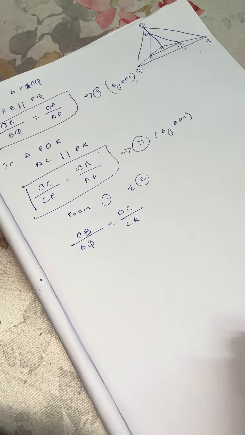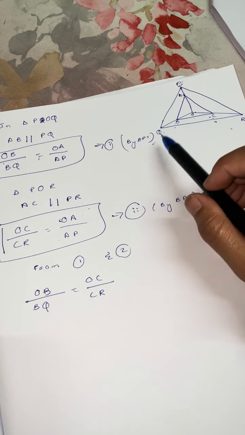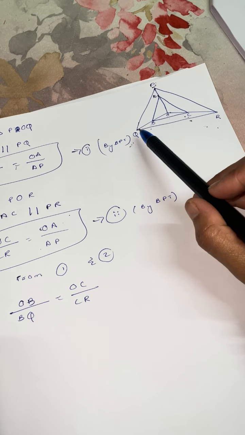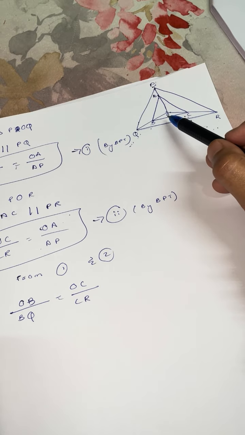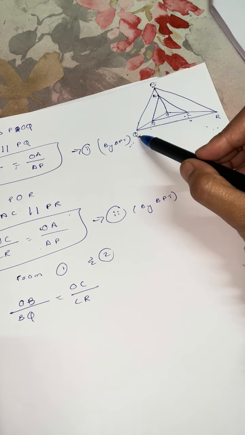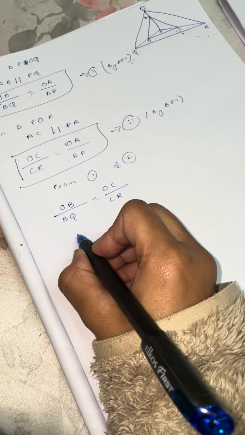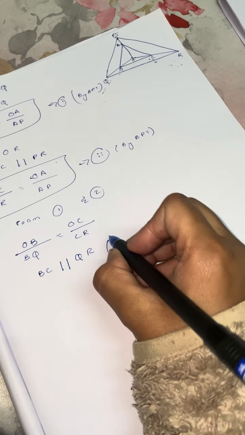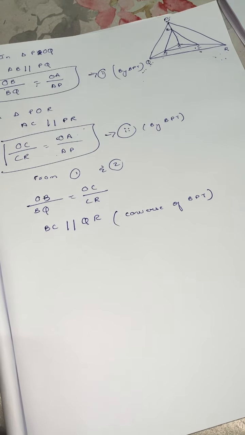If they are equal, then we can prove that BC is parallel to QR. Let's check. In triangle OQR, BC is such that OB upon BQ is proportional to OC upon CR. Hence we have proved that BC is parallel to QR, by the converse of BPT. Hence proved, as in the diagram.